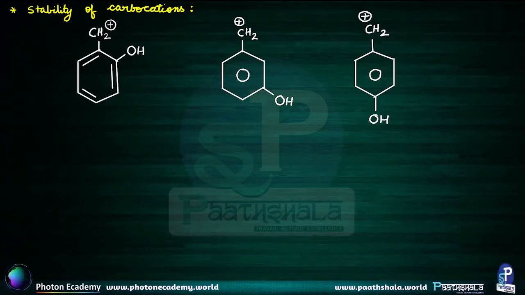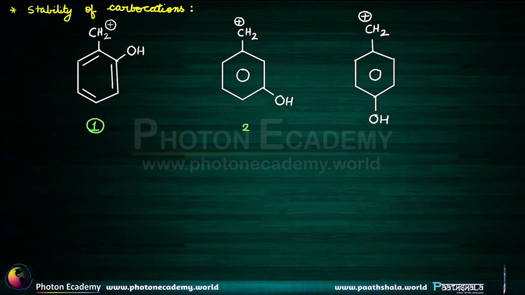Now, we have another example here in front of us in which we have to tell about the stability of carbocation in the following species. So we have the first, the second, and the third species in front of us, and we have to tell the order of stability in these species.